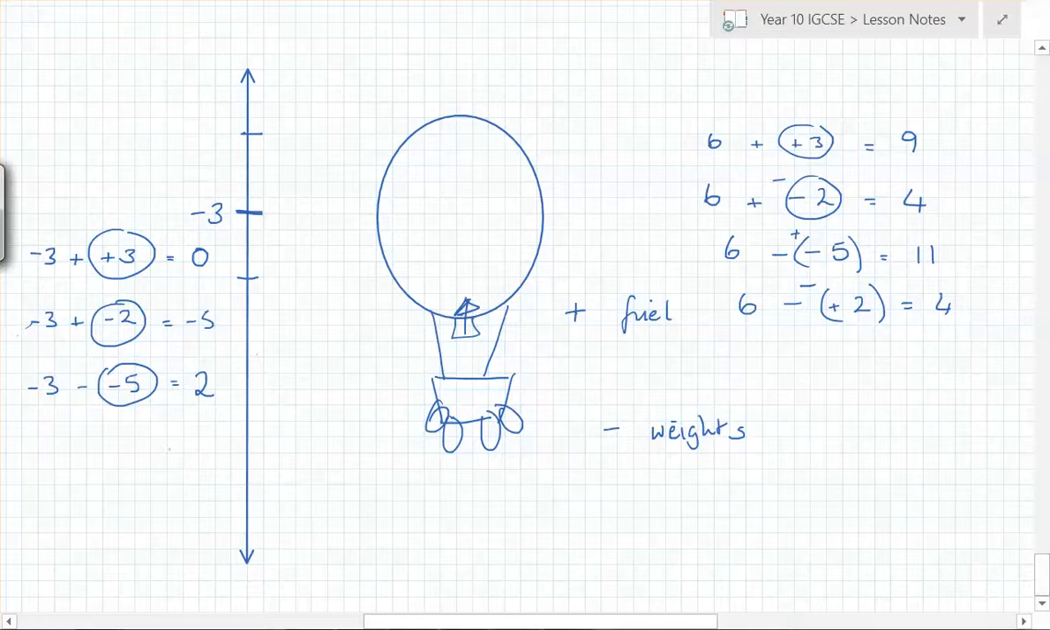And just finally, -3, subtract 2 fuels, take fuel out. Careful. What happens if you take fuel out? You go down, so you end up at -5. Because you're minusing 2. So yes, exactly. We're just taking away 2 off -3.